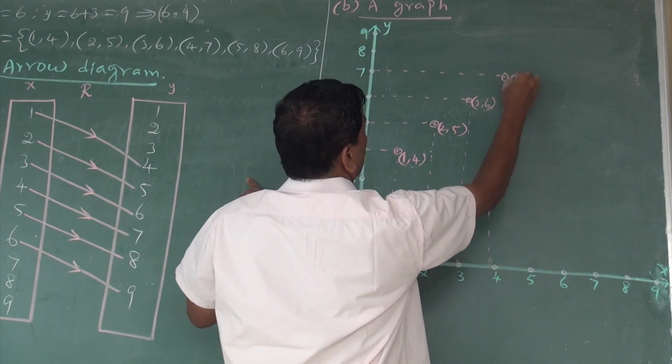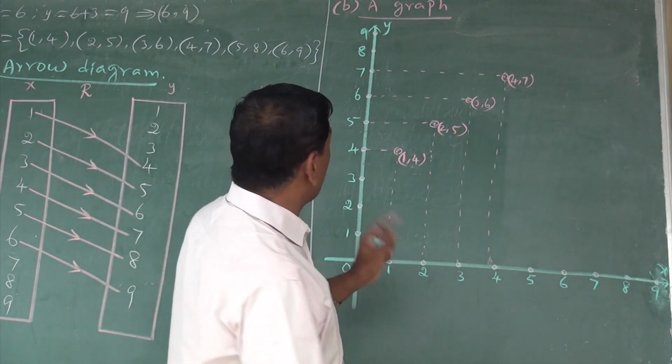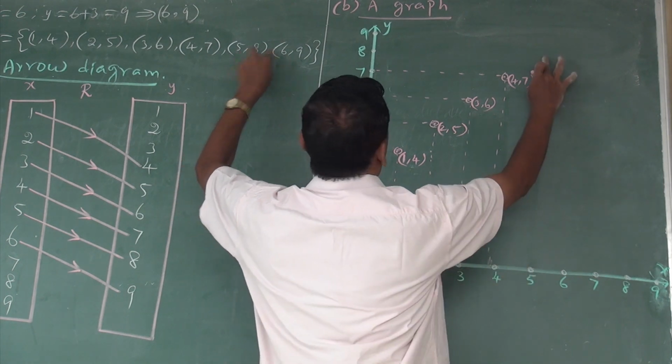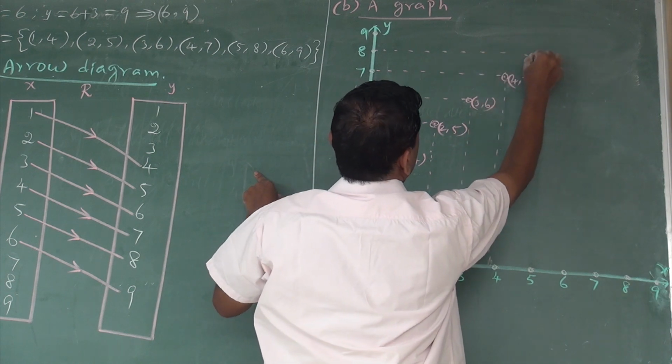Yes, this point is (4, 7). Next, yes, (5, 8). Listen, 5 is related to 8.